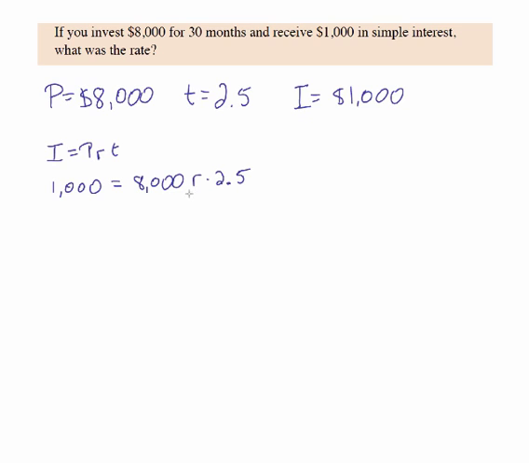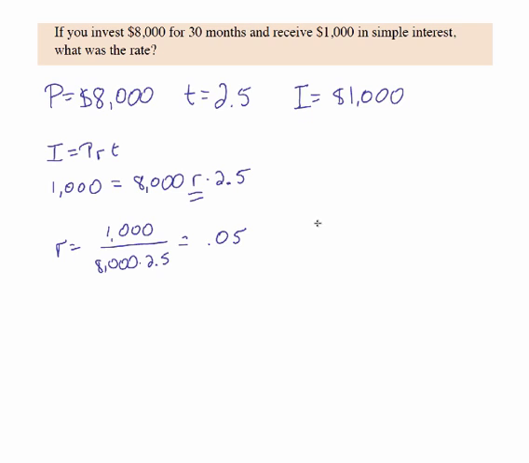So ultimately, this becomes a question about solving an equation. We need to solve for the variable R. Well, because R is multiplied by both 8,000 and 2.5, the way we would solve for R is to divide both sides of the equation by 8,000 times 2.5. Making my solution 1,000 divided by 8,000 times 2.5. And as always, pulling out the trusty calculator, this works out to be exactly 0.05.